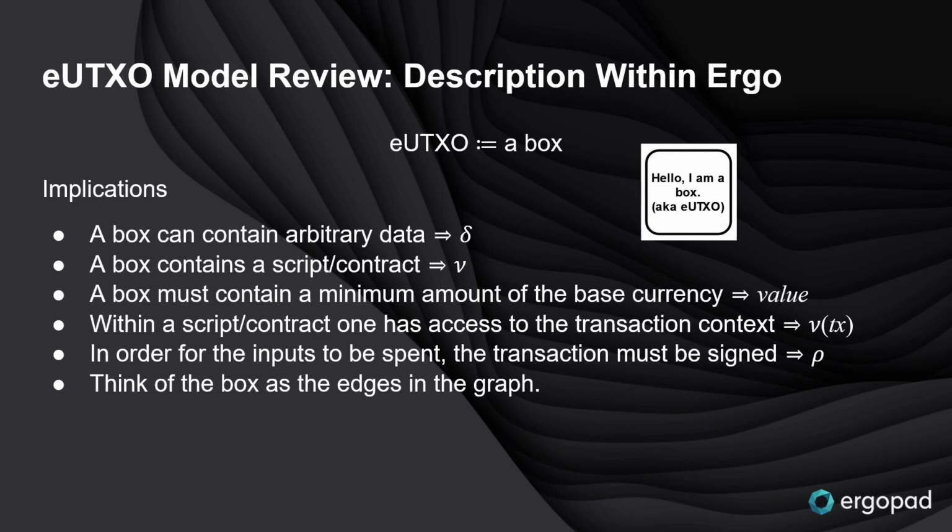And then we can think of the boxes themselves as the actual edges in the conceptual model of the graph that we had before. So each transaction, which was a node in the graph, had input edges, and we can think of the input edges as these boxes, and then the output edges as new boxes that were created.